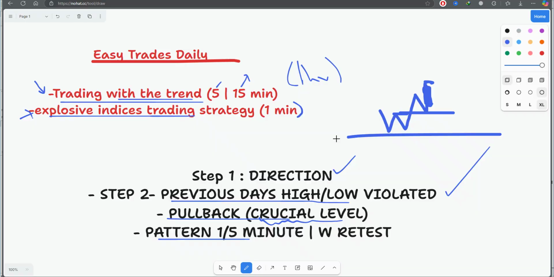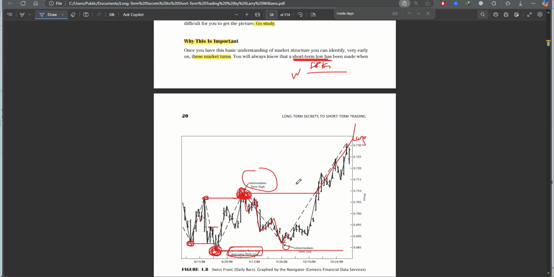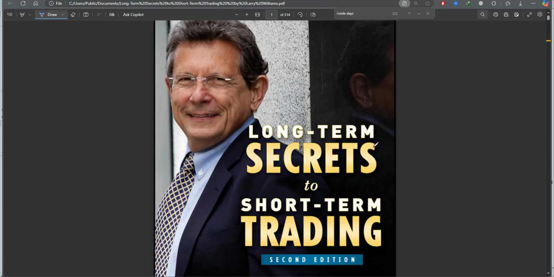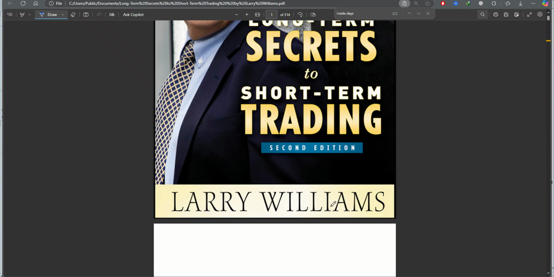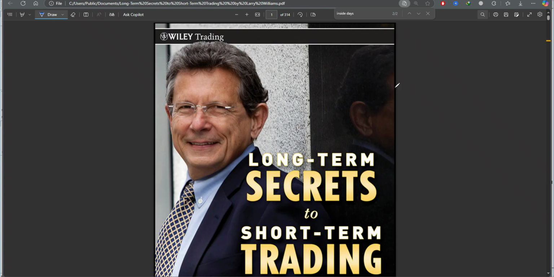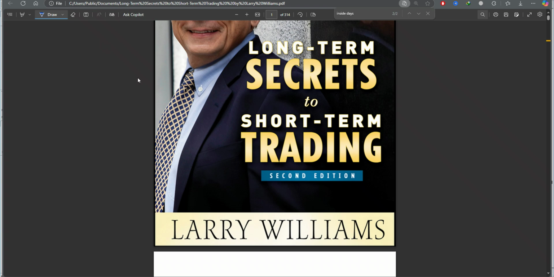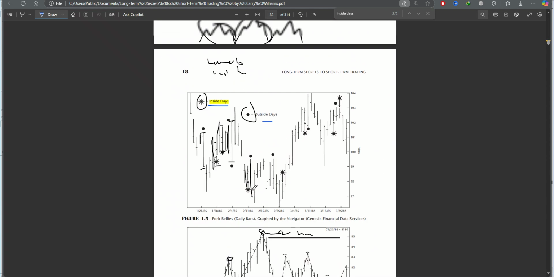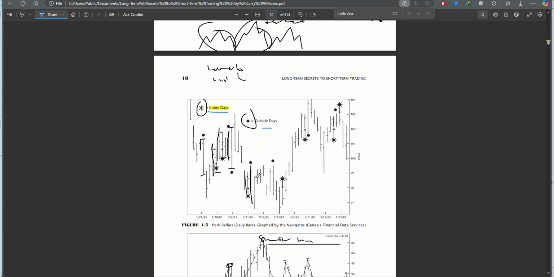And guys, if you want to understand the highs, the lows, and the closing price, how they work, the levels, you can read this book here. It's by Larry Williams, called Long-Term Secrets to Short-Term Trading, the second edition. If you look at page 31, you'll see it has a lot of things: inside days, outside days, highs, lows. All these things are in this book. It's roughly 300 and something pages.